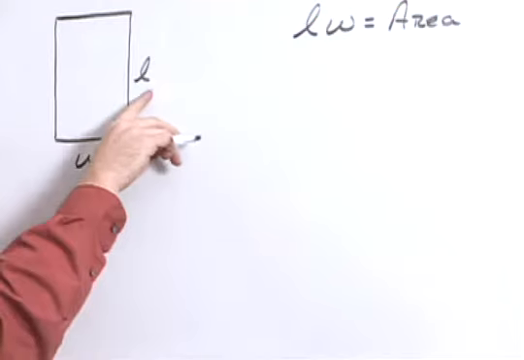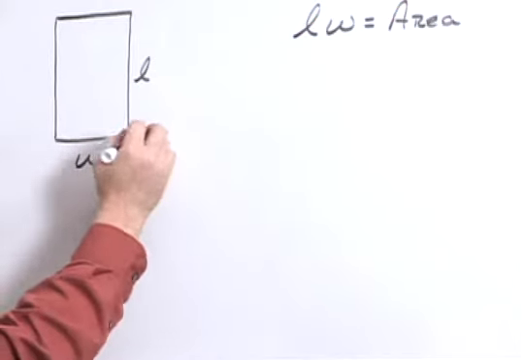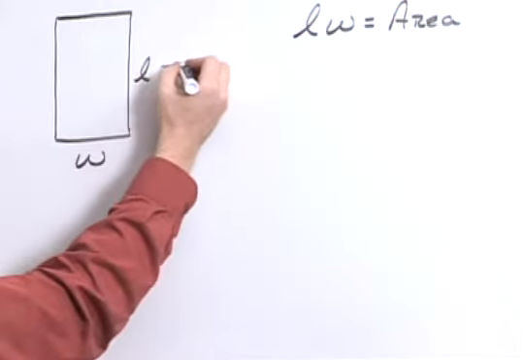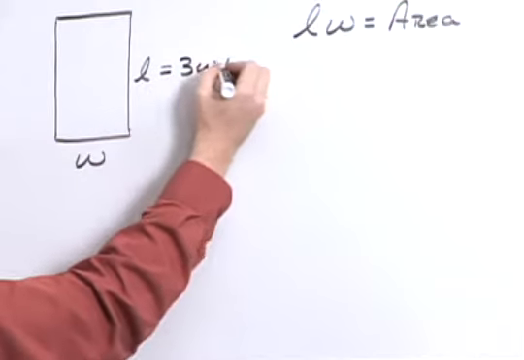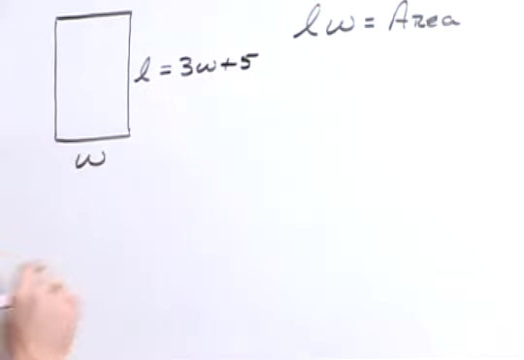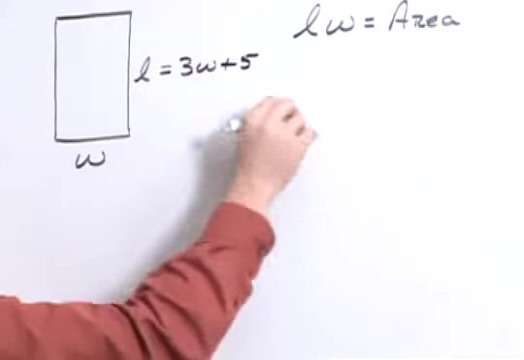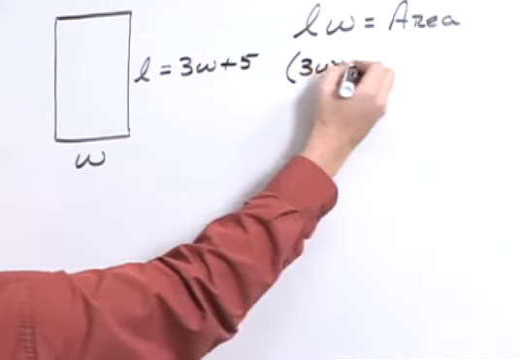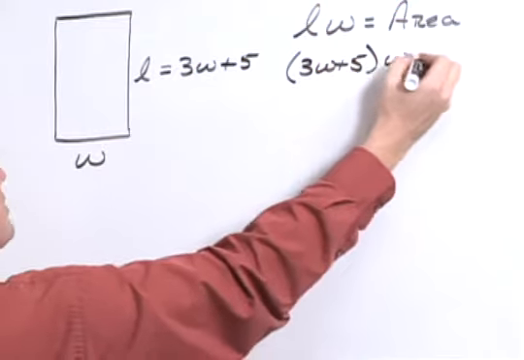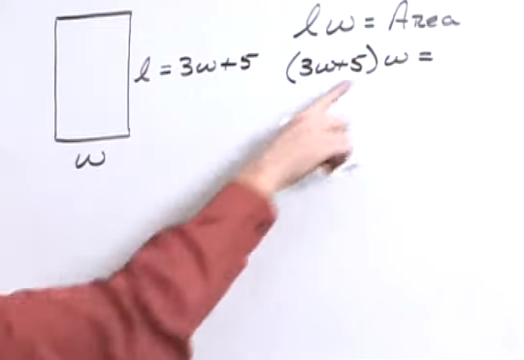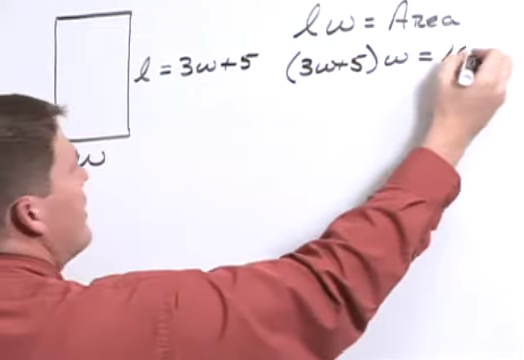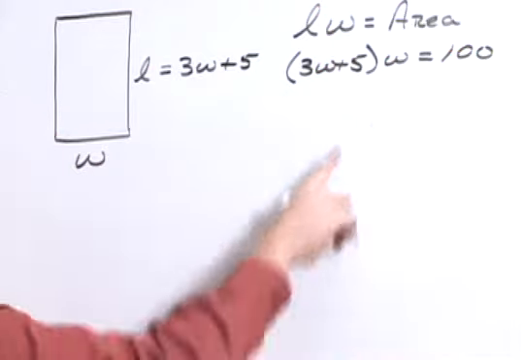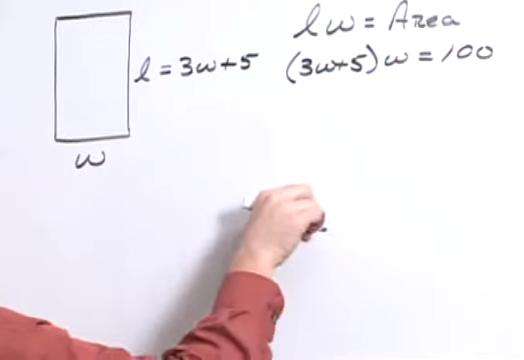Since it says that the length is 5 feet more than 3 times the width, I can redefine this as 3w plus 5. Now, when I rewrite my area formula, instead of length, I can say 3w plus 5 times w. And again, from the problem, it tells me that the area is 100. Now I have an equation that I can solve.